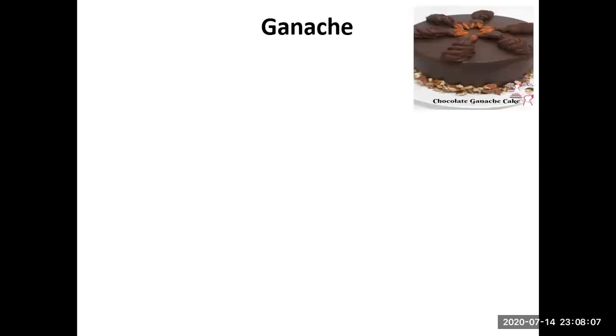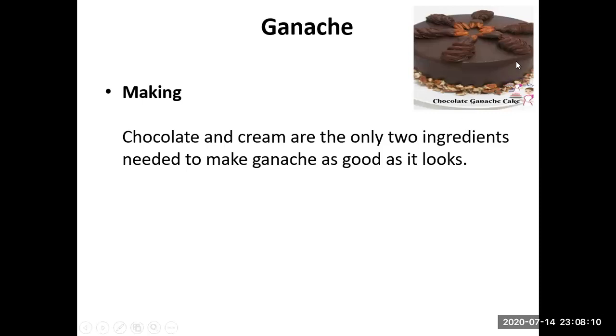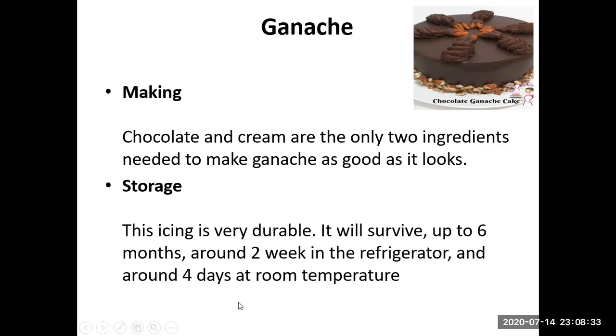Then our third one is ganache. It's a cake that is decorated with ganache. In case of ganache, mainly chocolate and cream are used. Whenever cream with chocolate is used to prepare that kind of frosting or decoration, we say that it is a ganache decorated cake. And you can store it up to 6 months in the freezer, or around 2 weeks in the refrigerator and around 4 days at room temperature.